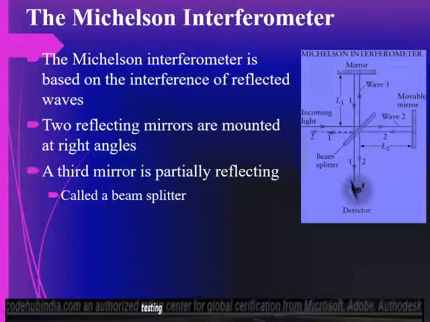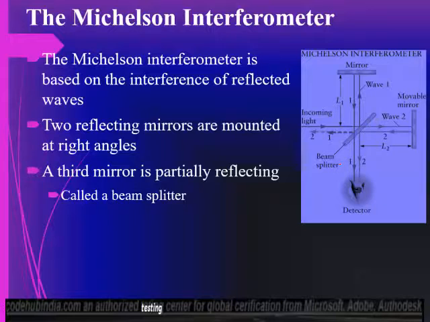Okay, so wave 1, wave 2, and this is the beam splitter. Incoming light goes from this, and this. Then this is the beam splitter, and this is the detector. So the third mirror is partially reflected, called the beam splitter.